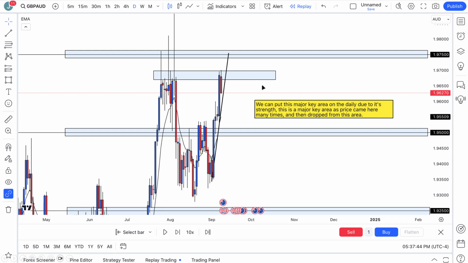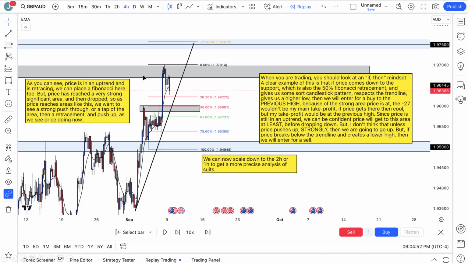This is a major key area as price came here many times, then dropped from this area. As we can see here, came here, consolidated, boom, boom, boom, boom, boom, couldn't break above, dropped below. Price is at the same area now. So as you can see, price is in an uptrend and is retracing. We can place a Fibonacci here too. But price has reached a very strong area, a very significant area, and then dropped.